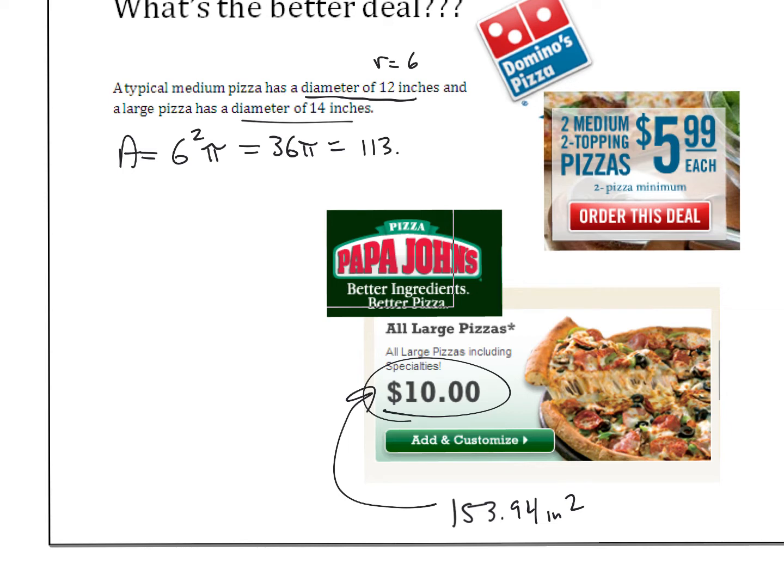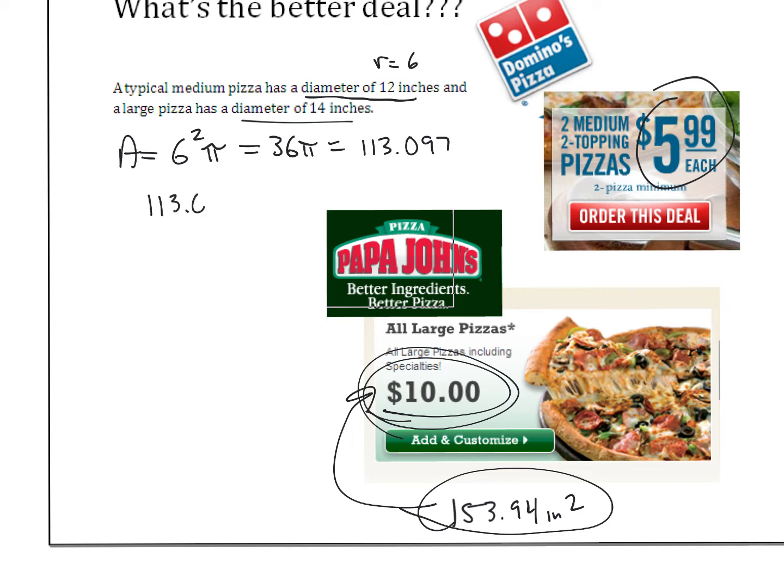which is 113.097. Now that's for $5.99 each versus this, which is for $10. So I'm going to take 113.097 divided by $5.99. Then I'm going to take 153.94 and divide it by 10. So my answer divided by $5.99 is 18.88. And what that represents is square inches basically per penny.